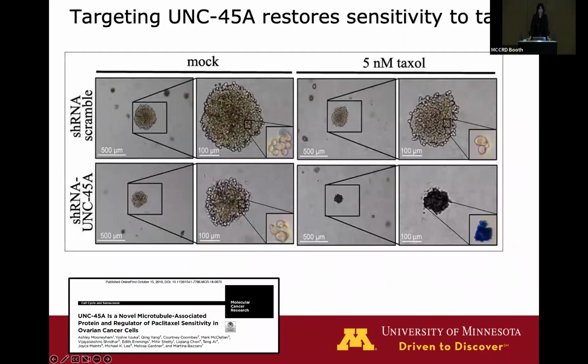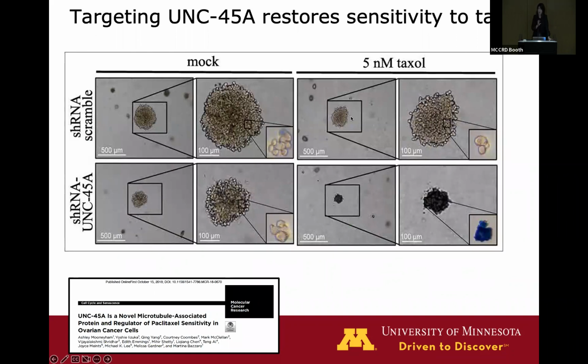And so if we were to target ANC45 and treat with taxol, then we should restore the effect of taxol in absence of ANC45. And that is precisely what we see. So we have cancer cells, these are spheroids. You treat them with taxol, you get some toxicity. These spheroids become smaller.